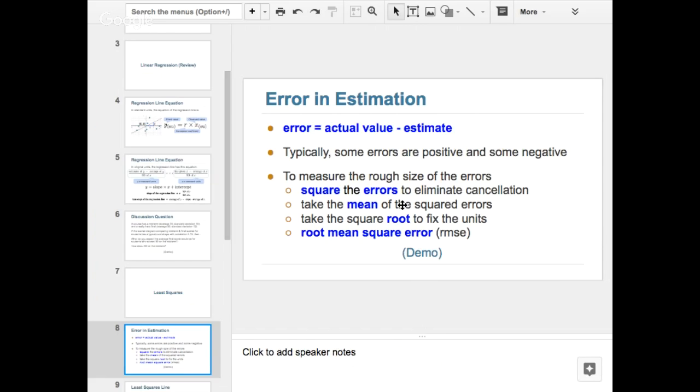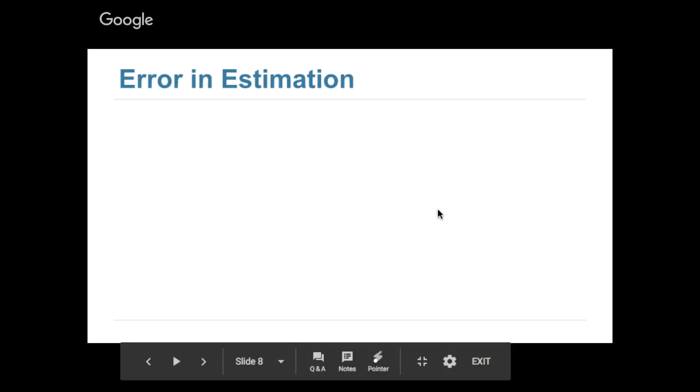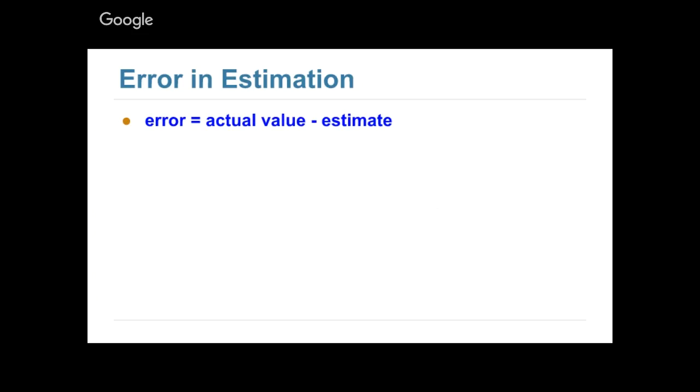The way we can quantify that is by looking at the error. We define the error as the actual value minus the estimate. If I have a prediction line and I have a point, the error there is how far the line was from the point. So we find the distance between the point's y value and the line's y value. That right there is our error.